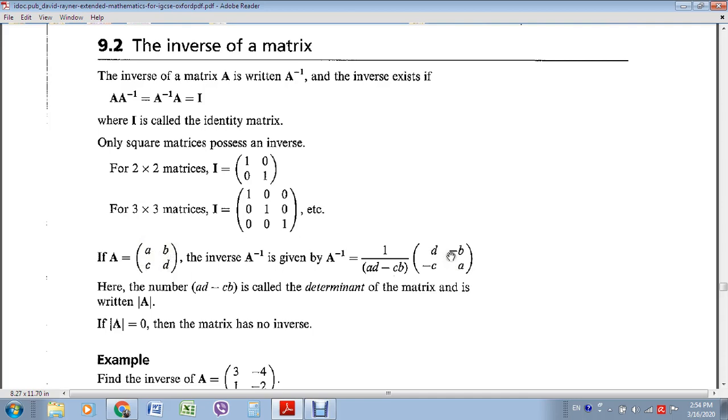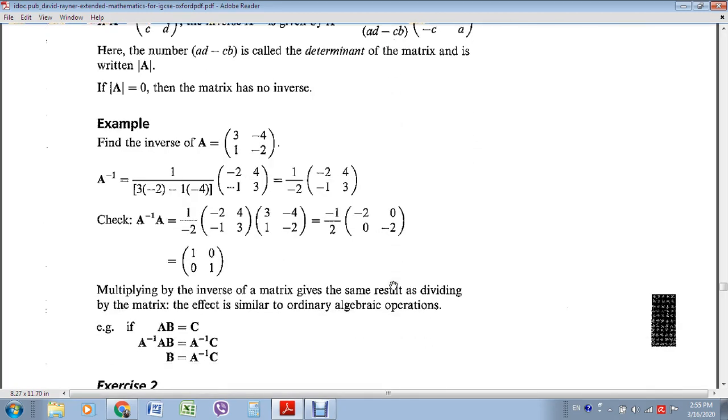You can see now d at the place of a and a at the place of d. And if b was positive, it will become negative. c was positive, here you can see c is negative. So the determinant can be written like this, determinant of A. Here the number ad minus cb is called the determinant of the matrix and it is written by two bars around A. If the determinant is 0, then the matrix has no inverse. Why no inverse? Because if 0 comes here, we cannot find out the value. 1 over 0 is an undefined value, so we cannot find out the inverse.